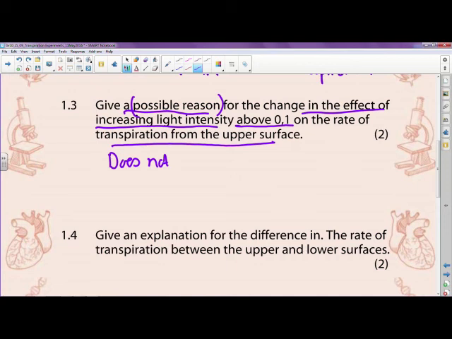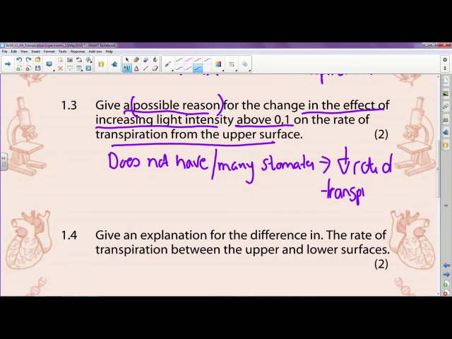That's the reason. The possible reason is that it does not have, now, some leaves do have stomata, so it does not have many stomata. And because it doesn't have many stomata, the rate of transpiration will be less. And what do we also have on the top of the leaf? We have a cuticle. That waterproof cuticle could also have an effect on decreasing the rate of transpiration.